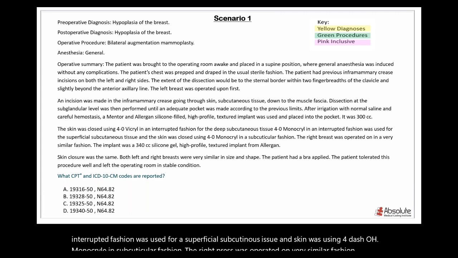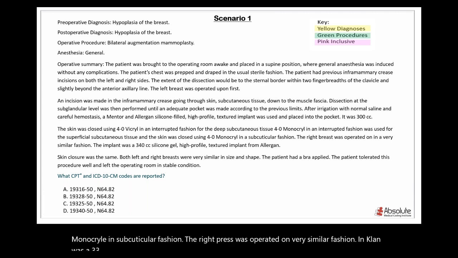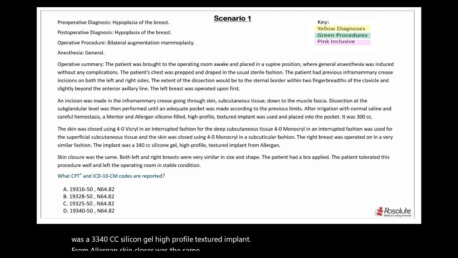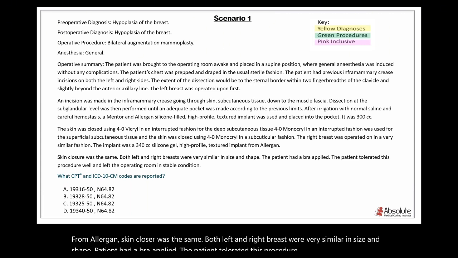Implant was a 340 cc silicone gel, high profile textured implant from Allergan. Skin closure was the same. Both left and right breasts were very similar in size and shape. Patient had a bra applied. The patient tolerated this procedure well and left the operating room in a stable condition.